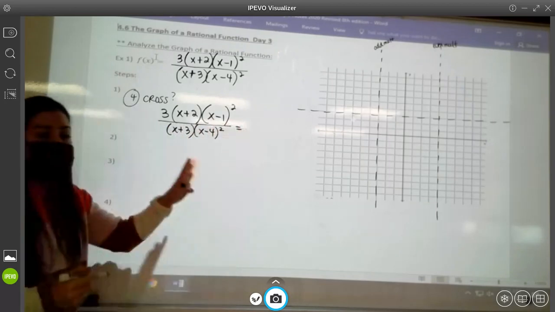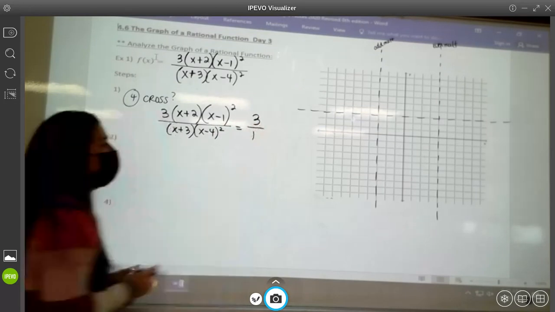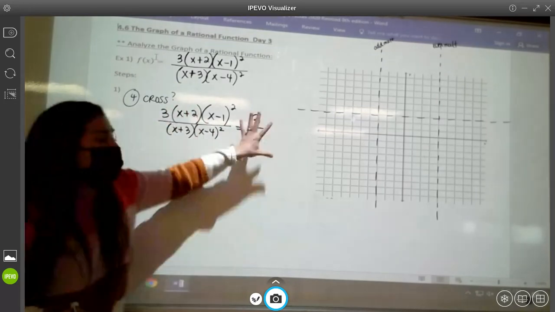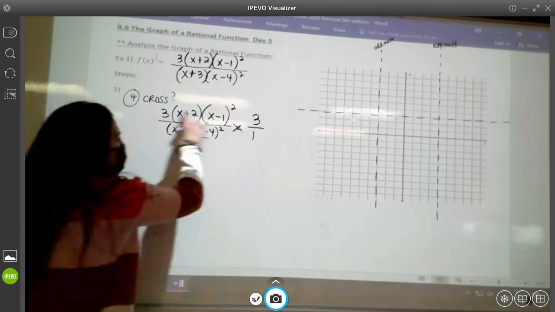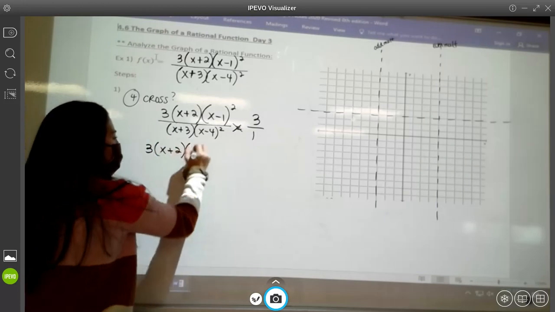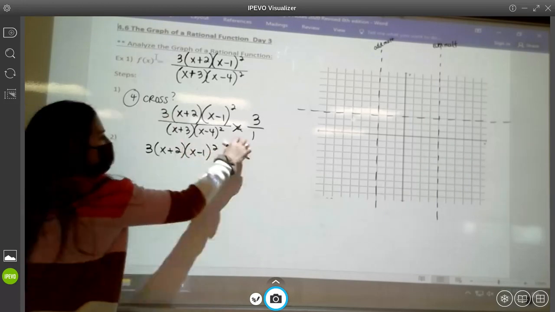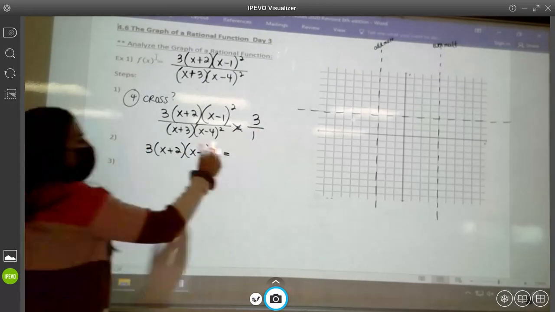All right, we have to set it equal to the horizontal asymptote, which was the number 3, and I'm going to put it over 1. And we're going to find out if this function ever equals 3. All right, so let's cross multiply. So the easy one is here. This times 1 would be the same thing. Equals 3 times all of this.